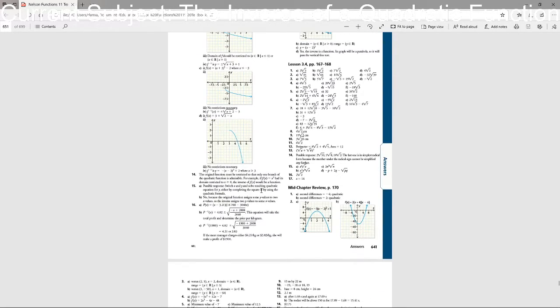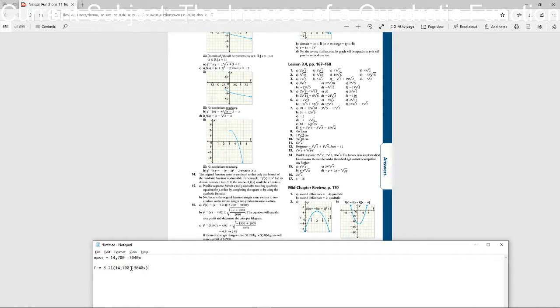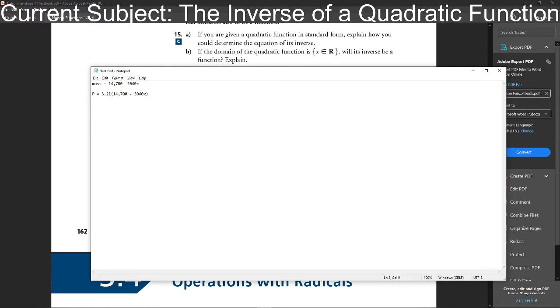Alright, we're on question number 16. That's 17. A. What? That is completely... Okay, I'm misreading the question here. I got this part. They're saying that I need to do x minus 3.21. Now that's throwing me off.